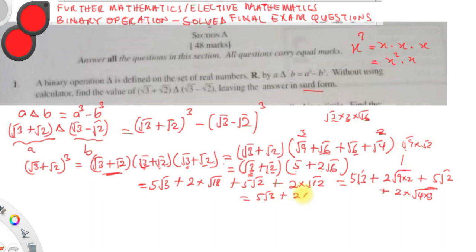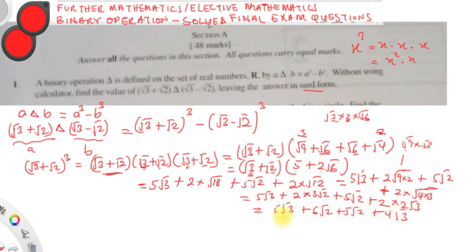The same as 2 times square root of 9 times square root of 2. So it becomes 2 times 3 root 2. Then plus 5 root 2. Then plus 2 times root 12, so this will become 2 root 3. Then 2 times 2 root 3. So you get 5 root 3 plus 2 times 3, 6 root 2, plus 5 root 2, plus 2 times 2, 4 root 3.